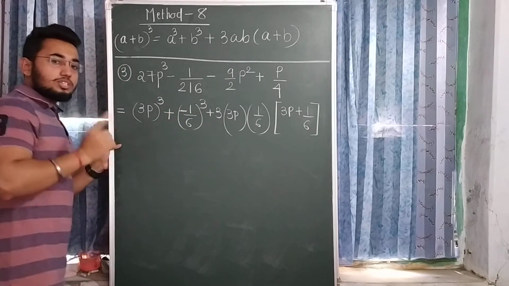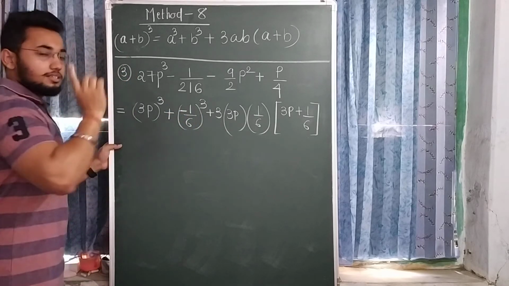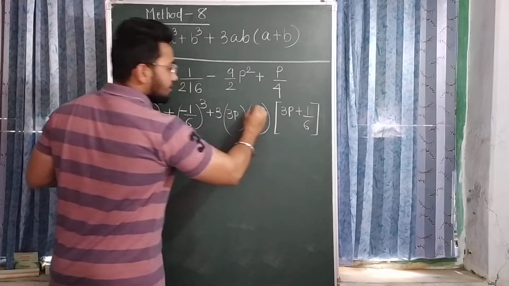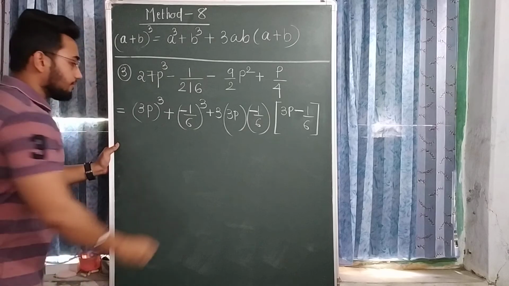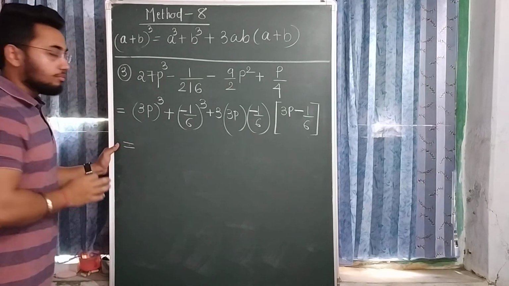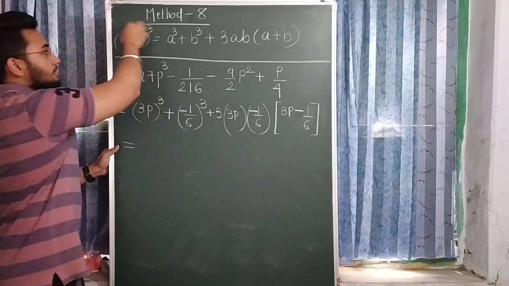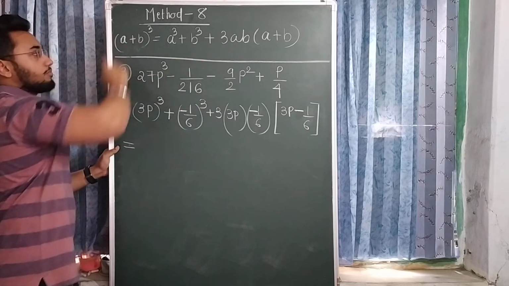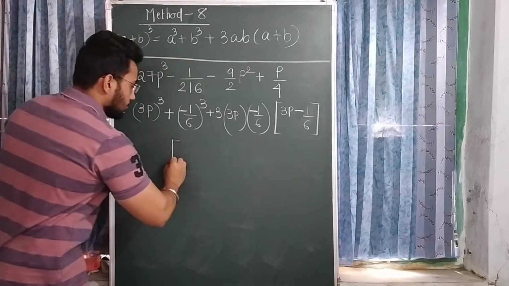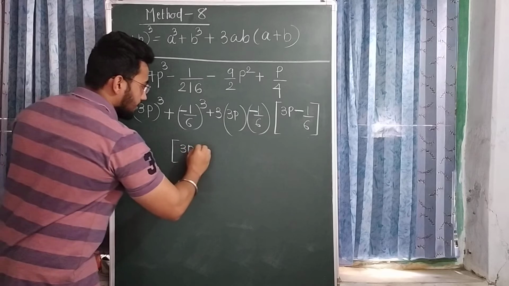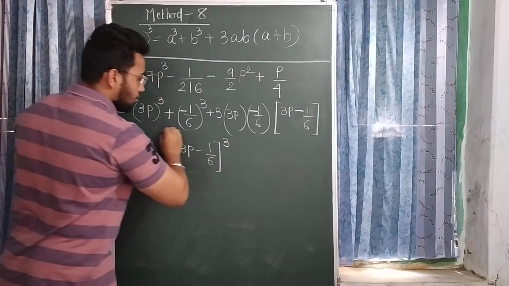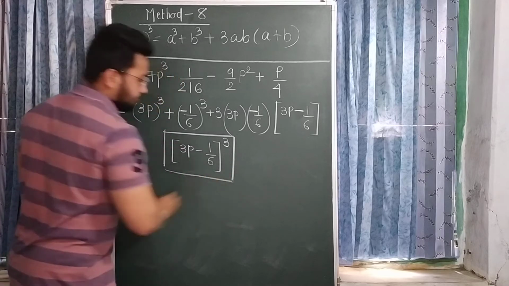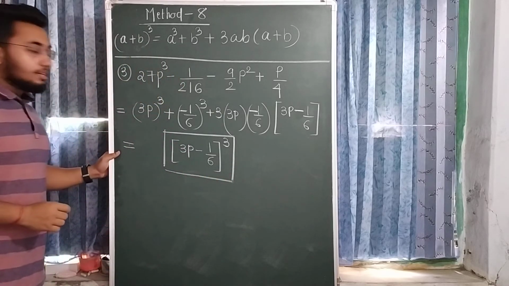So whenever you see 1/6 in the example, you have to put there minus. That will also be minus. Okay, now we have to write this whole example into this form, a plus b the whole cube. So here is a plus b the whole cube. This is your answer. See, it's very easy.